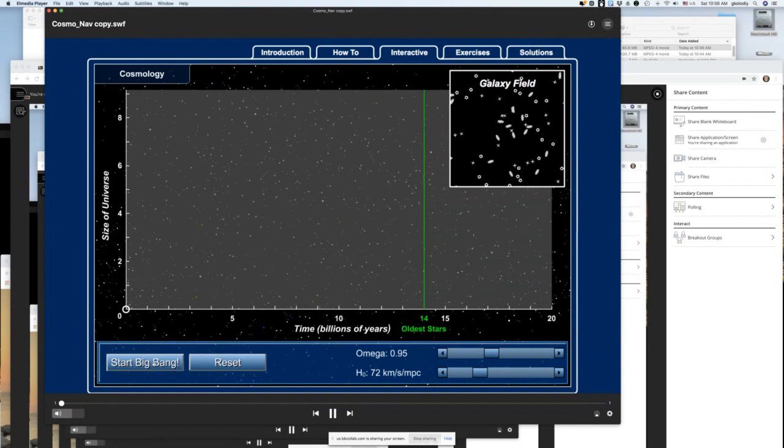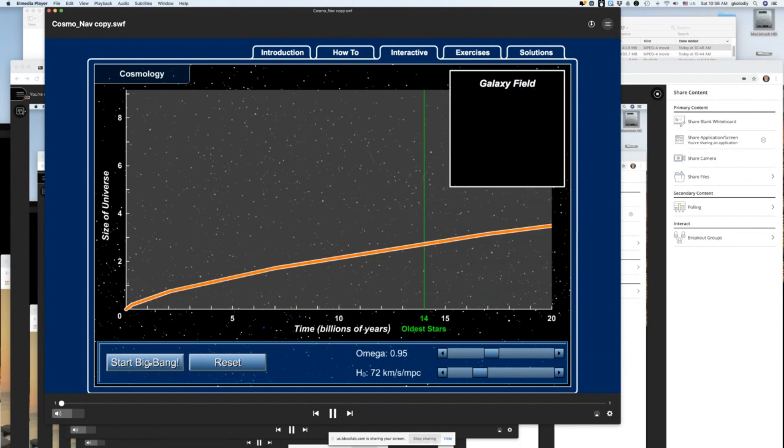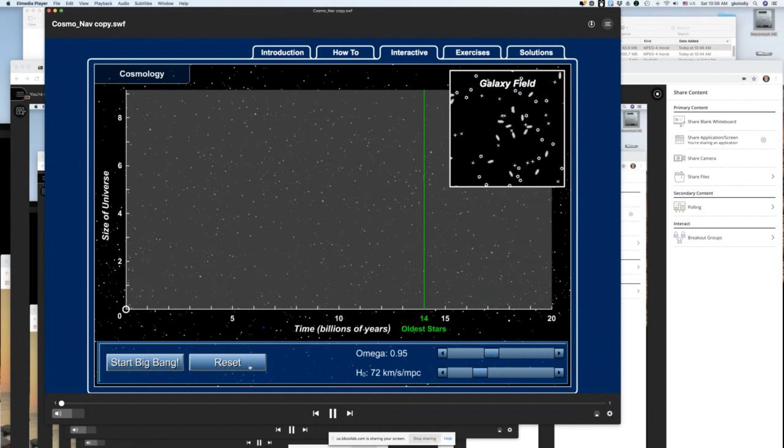So let's start the Big Bang. The Big Bang happens right over here. And you can see that the Big Bang happens, the universe expands, and it never comes back. It doesn't collapse again, not with these values. Let's reset it and have another set of values.